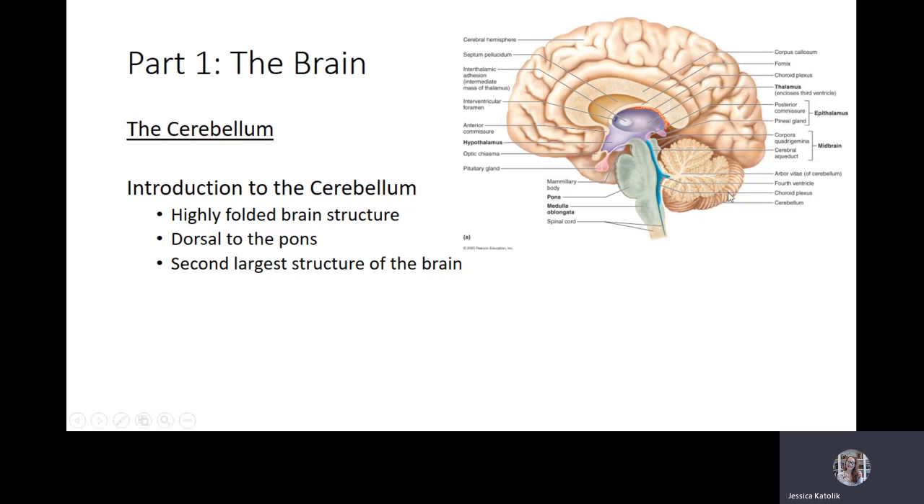The cerebellum is the second largest portion of the brain, and it's dorsal to the pons. So it's a little bit more posterior over here. It is a highly folded structure, and we can see the folds are much tighter than they are in the cerebrum. So let's talk about the anatomy of the cerebellum.